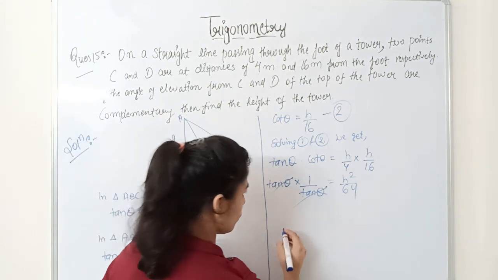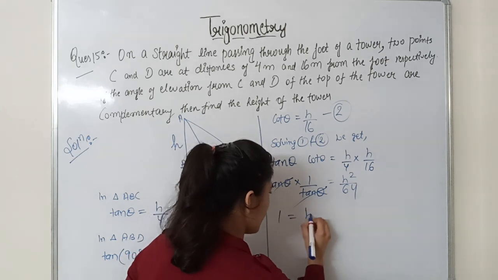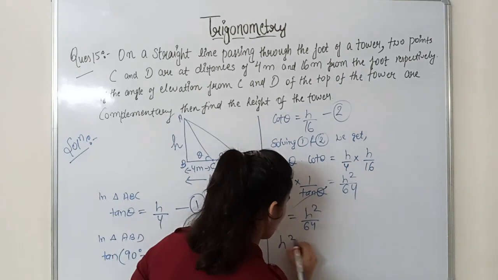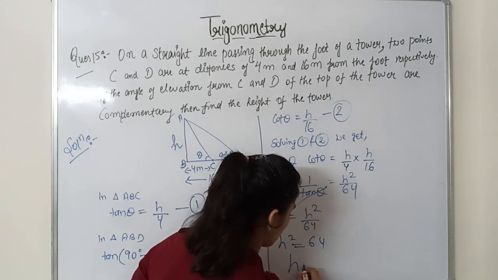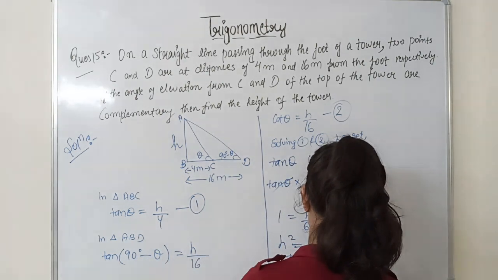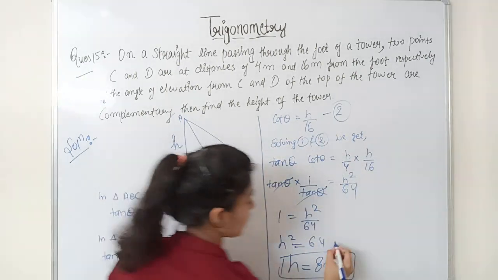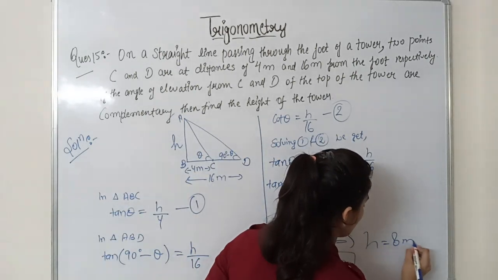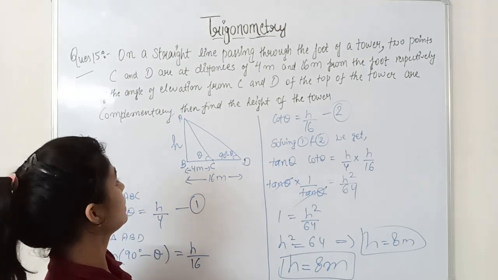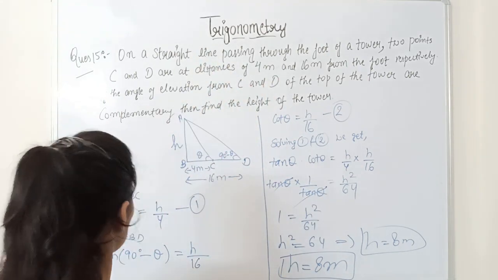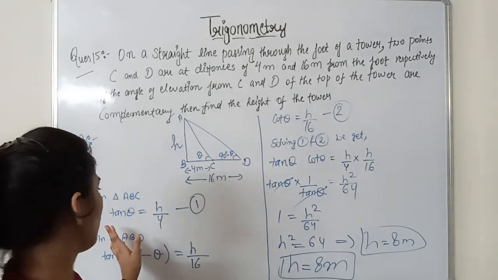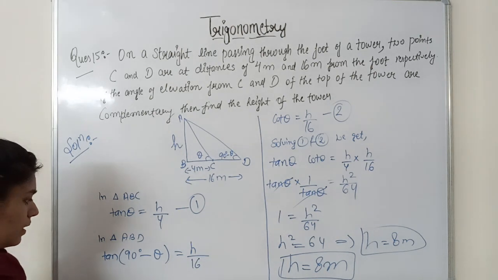Tan theta will be cancelled out. 1 is equal to h square upon 64. 64 will be multiplied here. h square is equal to 64. h is equal to 8 meter. Okay. h will be 8 meter. So the height of the tower is 8 meter. Okay students, understood? This is the answer of the question. Height of the tower will be 8 meter. We have found it by using the tan theta ratio.